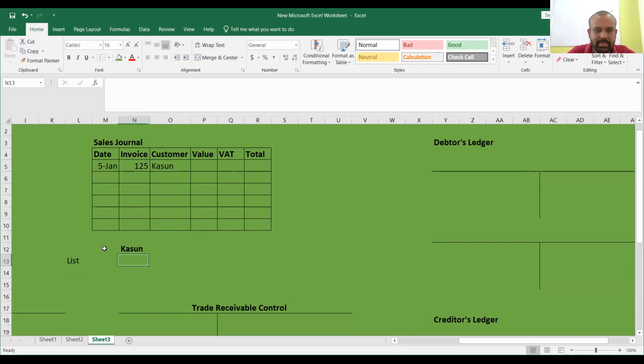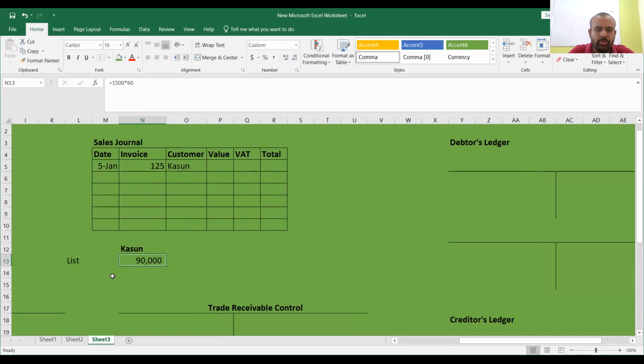So the list price of Kasun, how much? Yeah, 1,500 into 60. That is 1,500 into 60, which is 90,000. Then always we charge the value added tax. Always you charge the value added tax after deducting the trade discounts, which means you charge the value added tax on the invoice price. List price is the price before deducting the trade discounts.